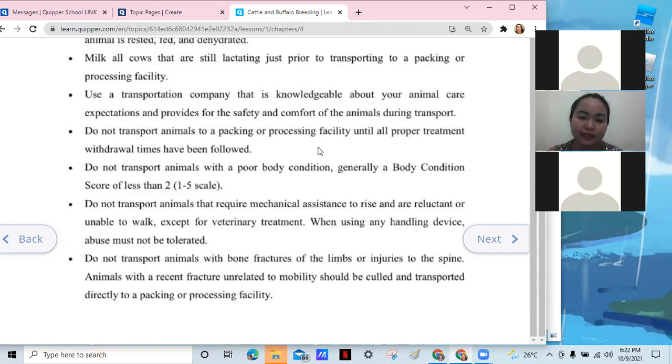Do not transport animals to a packing or processing facility until all proper treatment withdrawal times have been followed, and do not transport animals with poor body condition, generally body condition scores less than, kasi naka-scale yan, less than 2. And also, do not transport animals that require mechanical assistance to rise, or are reluctant or unable to walk, except for veterinary treatment, kailangan siya tambalan. And also when using any handling device, abuse must not be tolerated. And do not transport animals with bone fractures of the limbs or injuries of the spine.